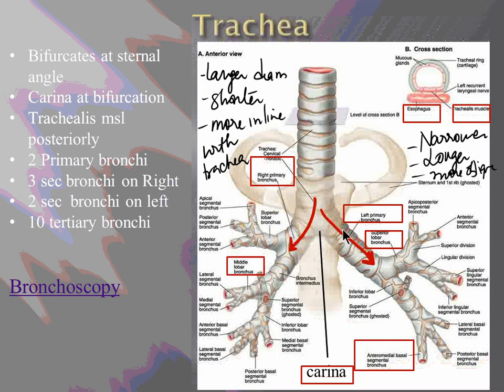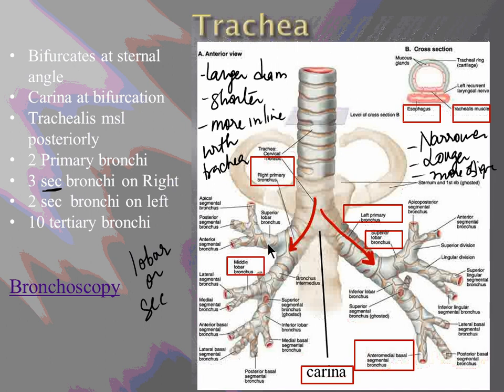Then each primary bronchus divides into what is called a secondary bronchus, or secondary bronchi, also called lobar bronchi. Secondary are also known as lobar bronchi, lobar or secondary. There are three on the right and two on the left.